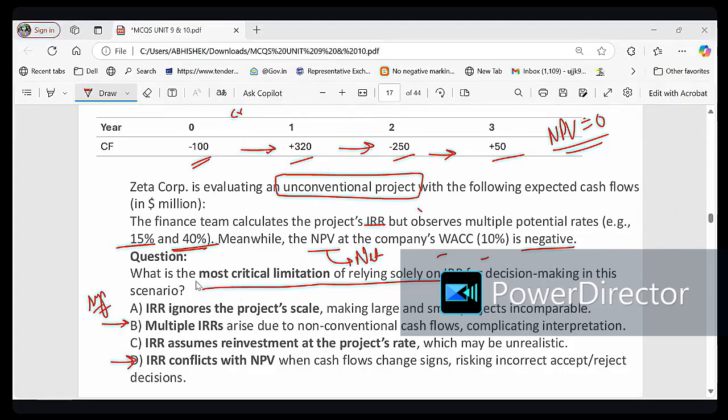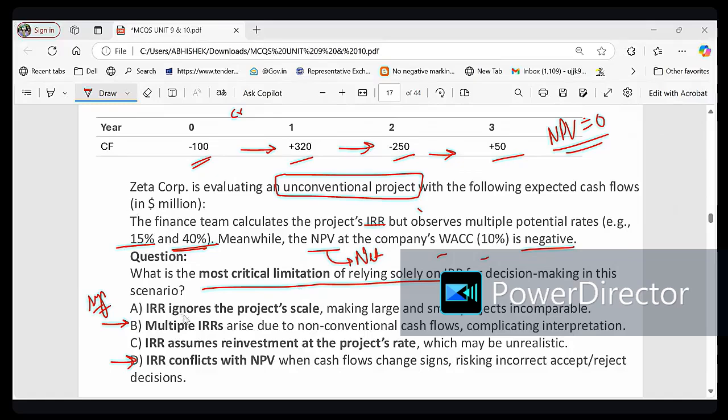So that is one of the critical limitations of the internal rate of return, that it conflicts with NPV when cash flow changes sign. As you can see in this case, sometimes it is jumping, sometimes it is going down, going up. That's it. So IRR is not always reliable if cash flows are irregular. This is called irregular cash flow. So NPV is your gold standard. It tells you whether value is created at your real cost of capital or not, right? So that is what this question explained. I hope everything is clear.